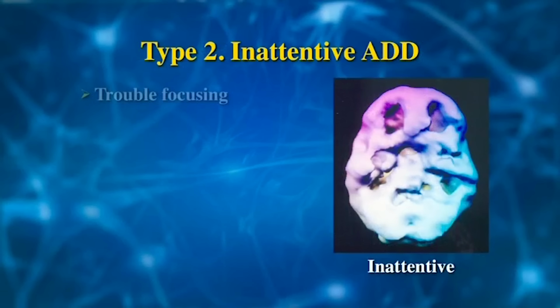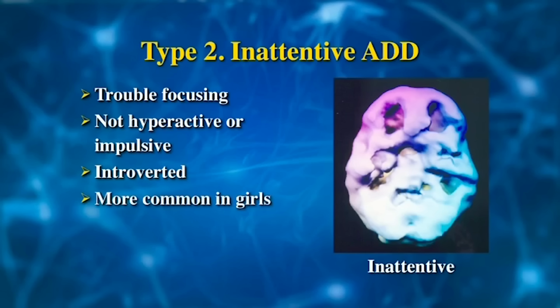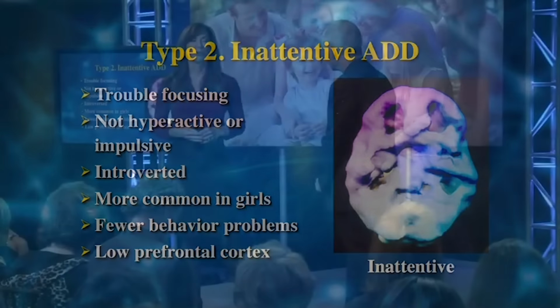People with this type have trouble focusing, but they're not hyperactive or terribly impulsive. They tend to be more introverted. Inattentive ADD is more common in girls and is often missed because people with this type tend to have fewer behavior problems. Their SPECT scans also show low activity, especially in the front of the brain. One of your daughters had this type, and until you figured it out, she really struggled.